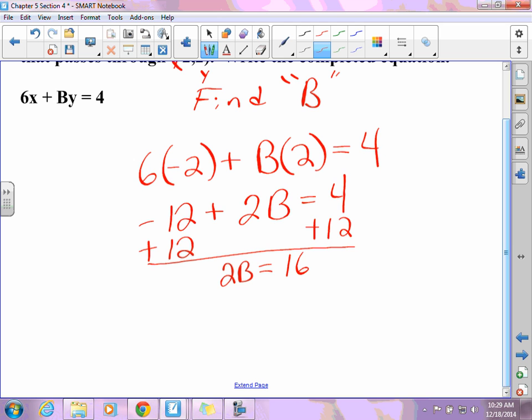All right. Now what do I do? Divide by 2. B equals 8. Okay, am I done? No. Why? I have to have the completed equation. That's what it asked me to do.